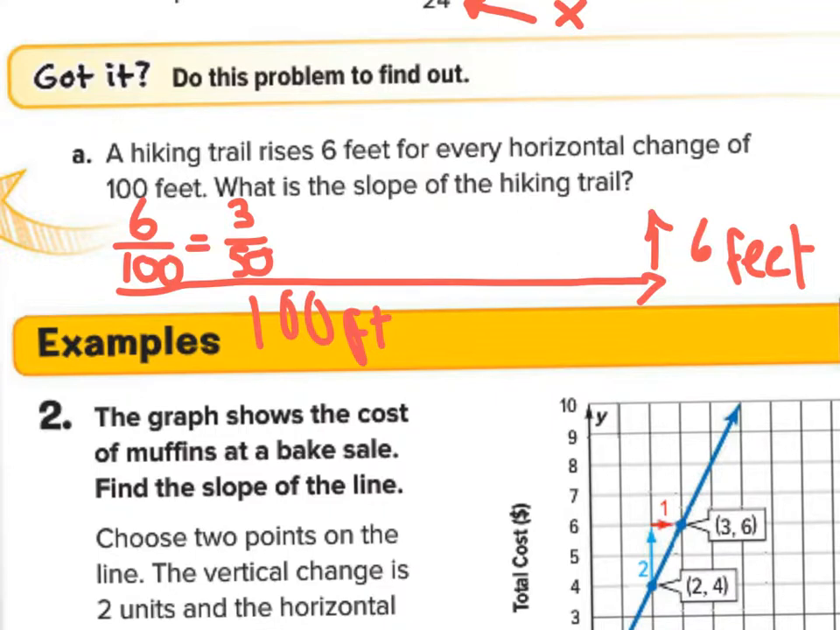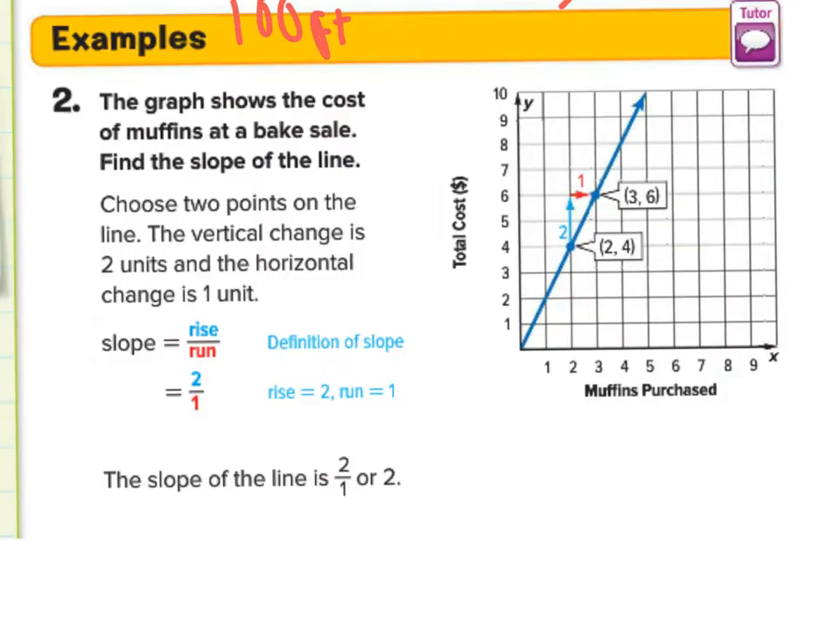And this is the ratio that we would use when graphing, 3 over 50. Now let's look at how to graph. Example 2. The graph shows the cost of muffins at a bake sale. Find the slope of the line.